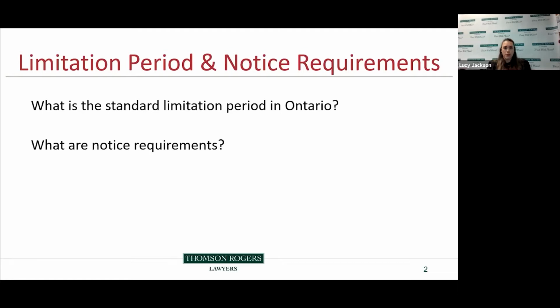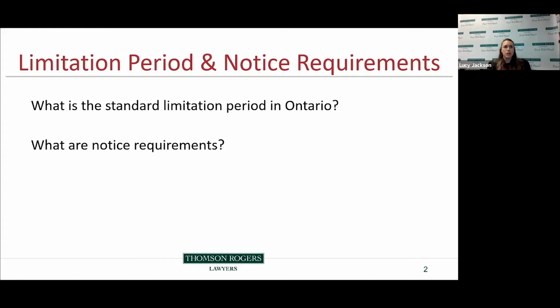With respect to notice requirements, under some legislation, there is a requirement to put the defendant, the at-fault party, on notice of your intention to pursue a lawsuit against them. So notice requirements are different from the limitation period because you don't have to file anything with the courts. However, there are normally specific requirements for how the notice is made and who you must serve the notice on.